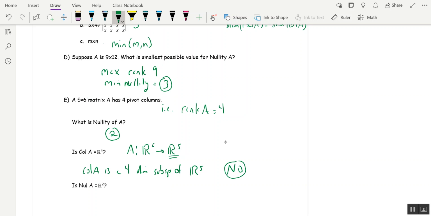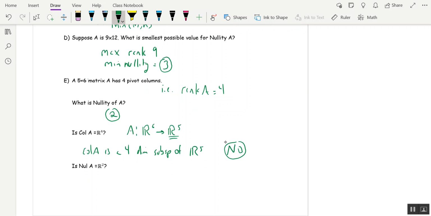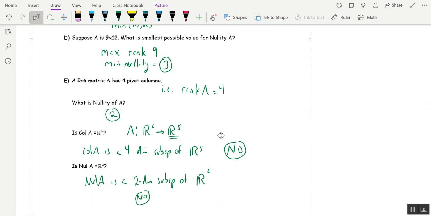Is null A R2? Well, again, we need to think about this. Null A has dimension 2. Null A is a 2-dimensional subspace of, where does it live? Null A lives in the domain, so it's a 2-dimensional subspace of R6. So the answer is no. R2 is not a 2-dimensional subspace of R6. Okay, when can you answer yes? You might be confused at this point. So the answers here are no and no.